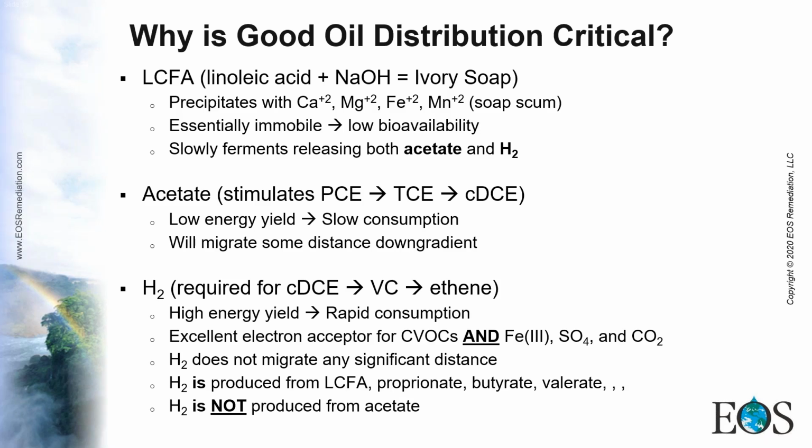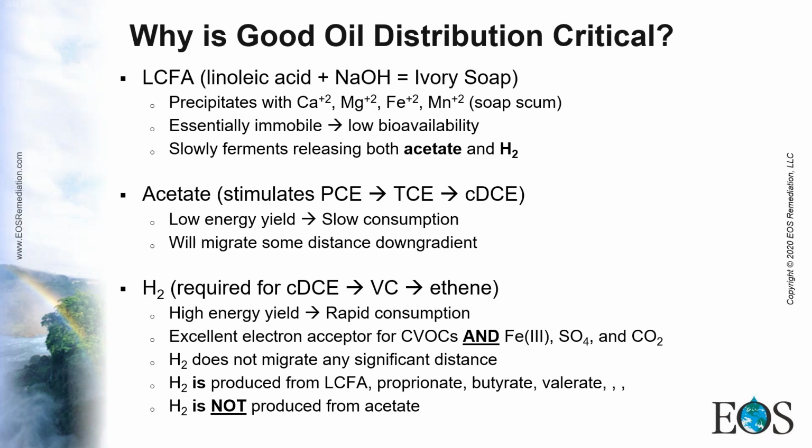It'll rapidly reduce the DCE and vinyl chloride to ethene, but it will also rapidly reduce iron and sulfate. And if there's no chlorinated solvents around, it'll reduce carbon dioxide to methane. So the net result is hydrogen is such a great electron donor, it doesn't really migrate down gradient any distance. It's only present where you produce it.